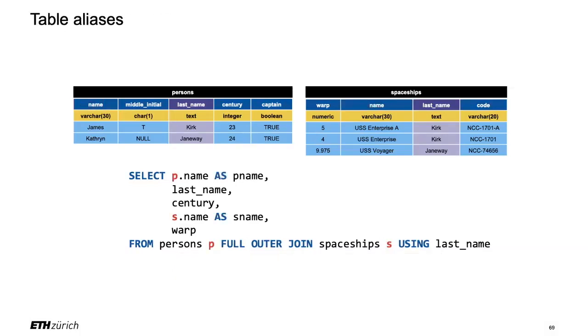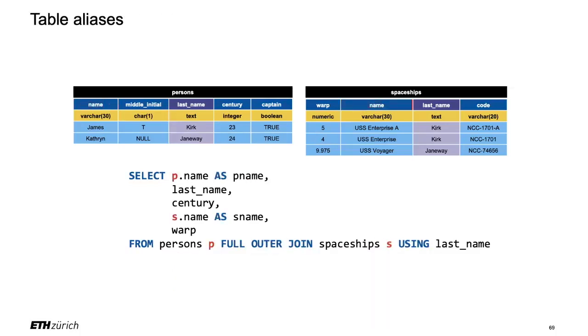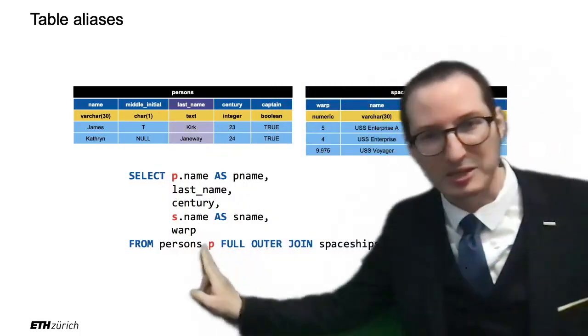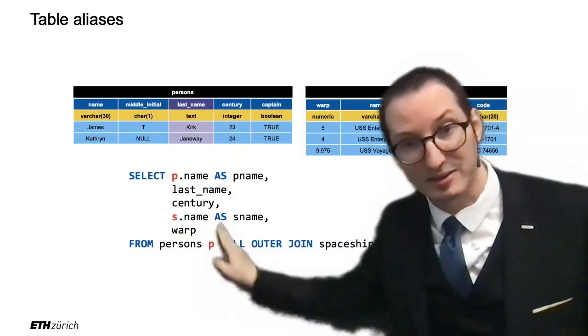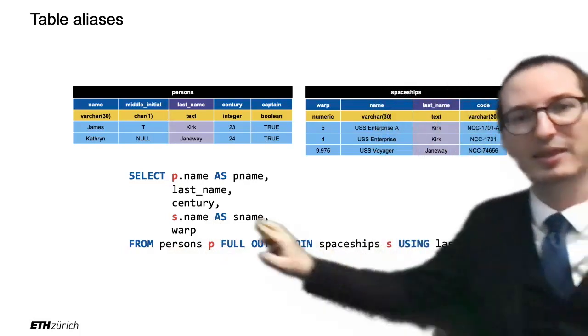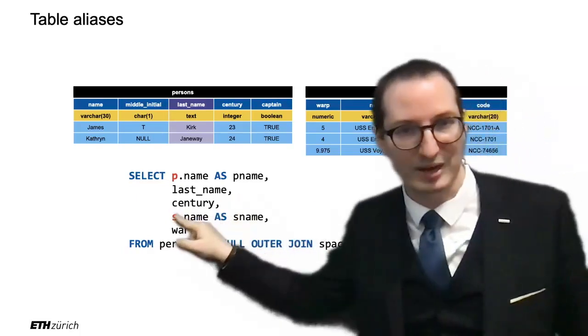By the way, you can also specify an alias. If you're too lazy, computer scientists are very lazy. If we don't want to write it in full, because you would have a large query with a lot of ambiguities, you can specify an alias here for the table: persons P, spaceships S. Now instead of persons, you can just write P. Instead of spaceships, you can just write S.